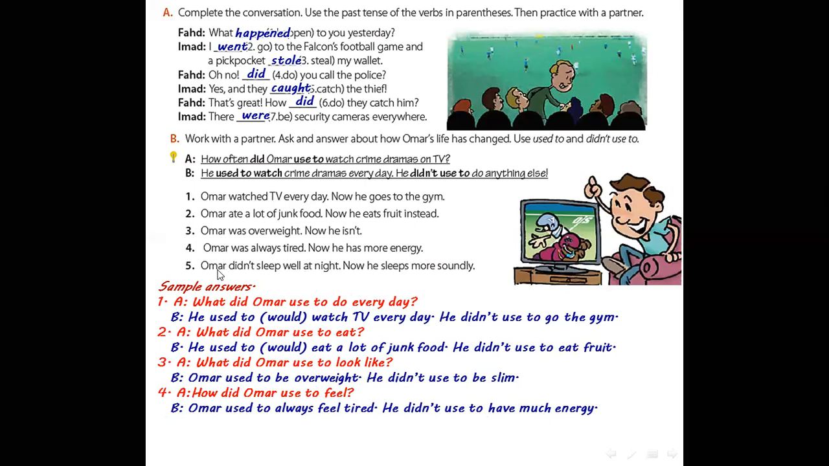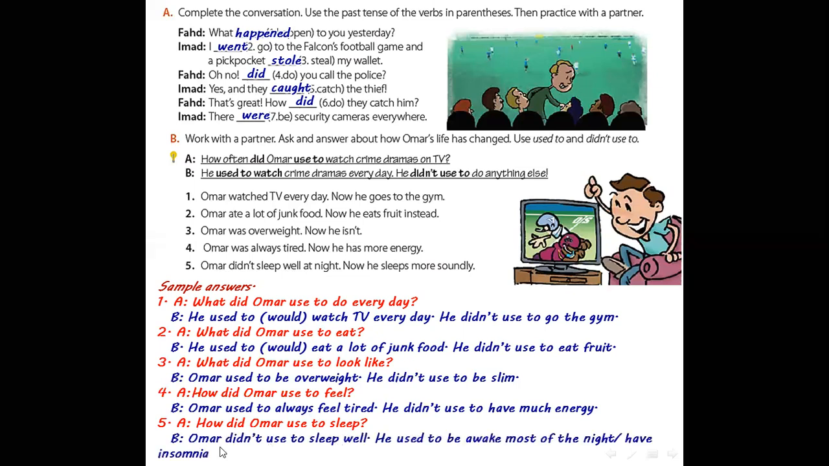Number 5, Omar didn't sleep well at night. Now he sleeps more soundly. How do we make a question? For number 5, how did Omar use to sleep? Did, used to plus infinitive. What about the positive sentence? This is a negative: Omar didn't use to sleep well. The positive, he used to be awake most of the night.